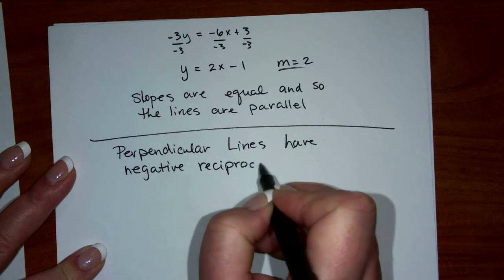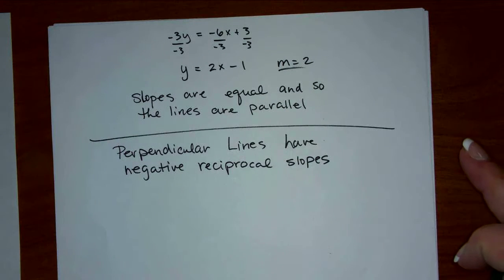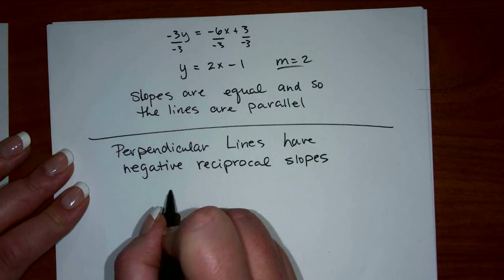They have what's called negative reciprocal slopes. Reciprocal means flip the fraction over. Negative means the opposite sign. It doesn't mean that the second one is negative. So, for example, if we had 2 lines, what type of slope is this?